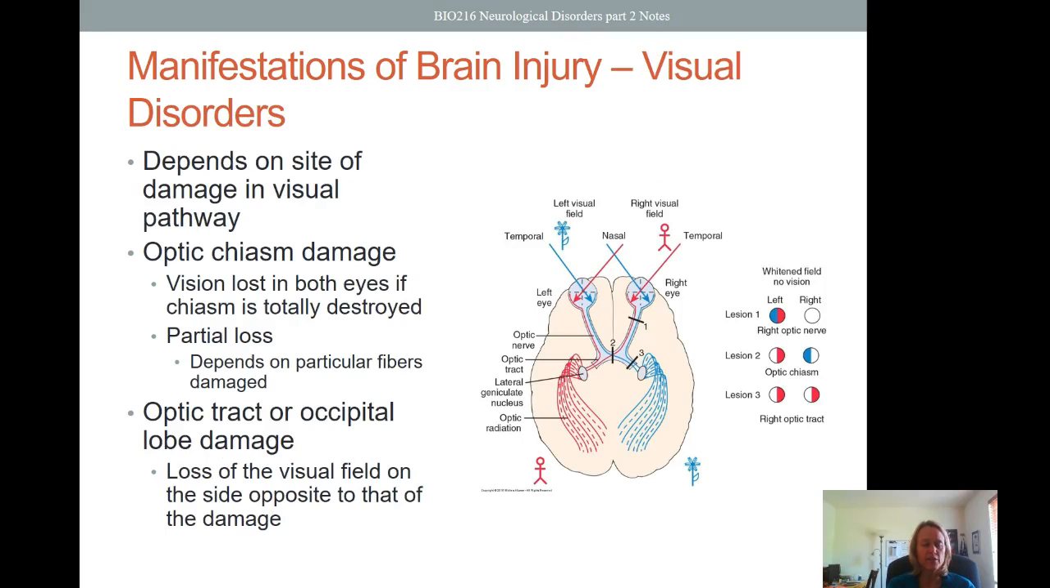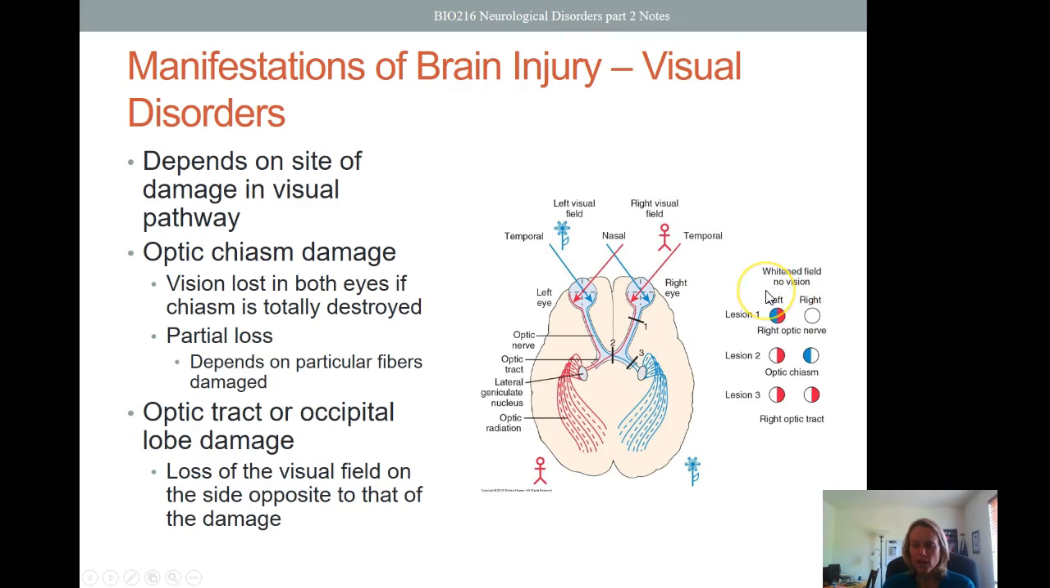So let's first look at visual disorders. So this is going to depend on the site of damage within the visual pathway. For instance, if we have damage to the optic chiasm, if it's totally destroyed, we see that we lose all those nerve fibers, and we're going to lose vision in both eyes. A partial loss would depend on which fibers are involved. If we have damage to the occipital tract or the occipital lobe, say here on the left side, this is going to result in the loss of visual field on the opposite side, or a loss of the right visual field.